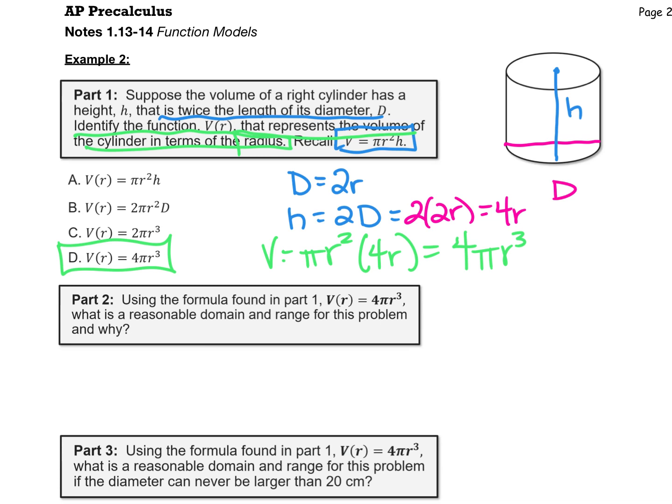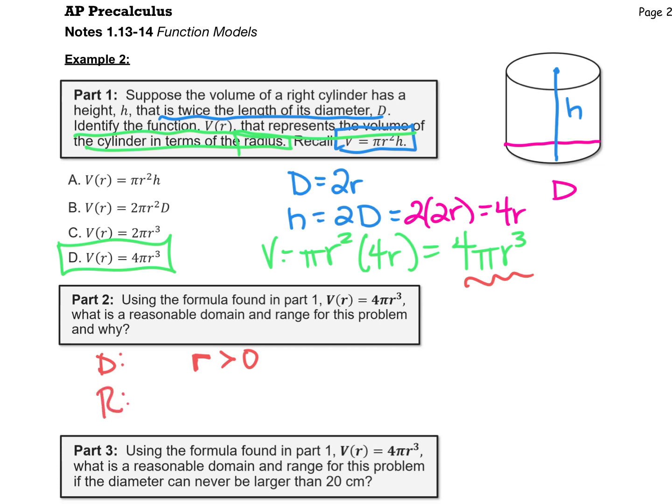All right, let's look at part 2. So now let's use our formula. What's a reasonable domain and range for this problem? Let's think about that for a second. My domain deals with r, my radius. In my formula, r controls everything, right? What's got to be true about that radius? It's got to be bigger than 0. We're not going to have a negative radius. Is it going to equal 0? No, because then I don't have a cylinder if I don't have a radius. So r's got to be greater than 0.